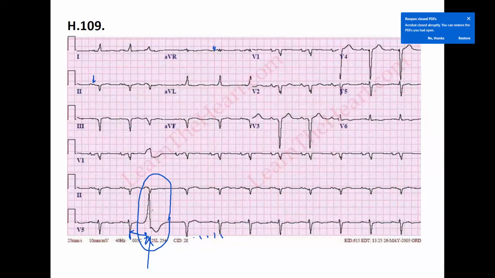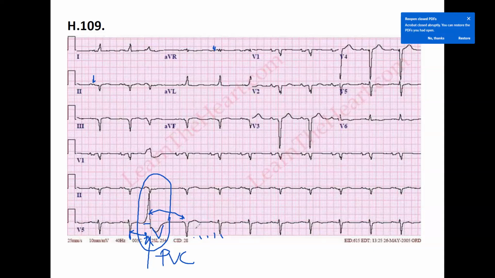SA. What? If you had a premature beat coming from the SA node, first of all, you should see a similar P wave in front of the QRS. The PR interval should be the same, and the QRS should be the same as before. And is this QRS the same as this one? No. Is it wide, and the T wave negative? Yes. So ventricular, premature ventricular contraction. Yes. Okay.